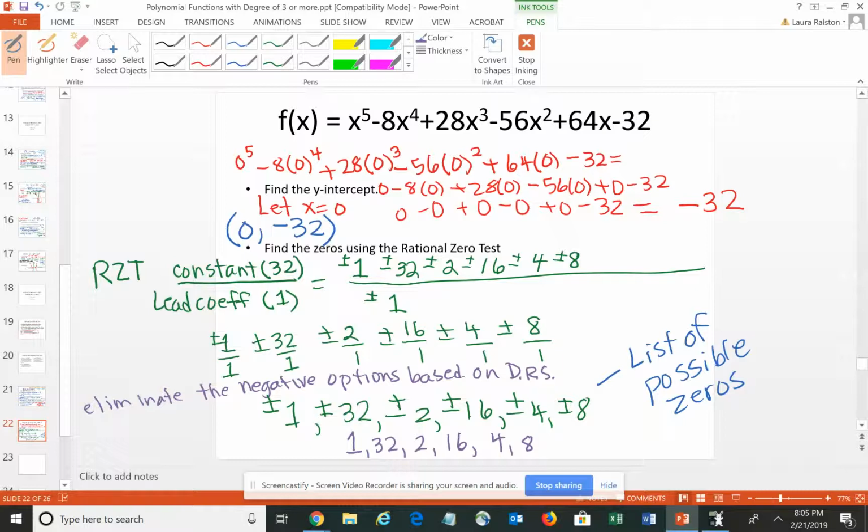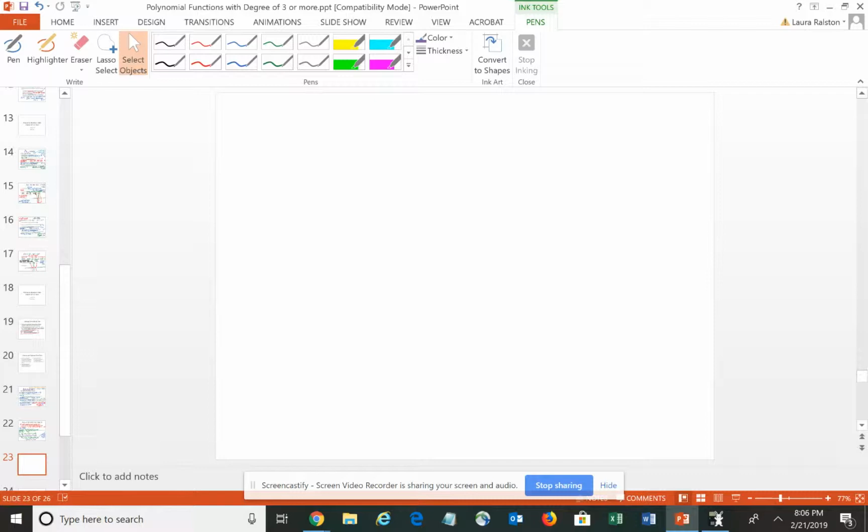And I got to try to figure it out. And the only way to do that is to use synthetic division to figure out which one of these is 0. Okay, so let me show you how to set up synthetic division in case you didn't catch on to that. All right, so the way you set up synthetic division is you draw a box, and inside that box, that's where you're going to put your possible 0, one of those values off the list.